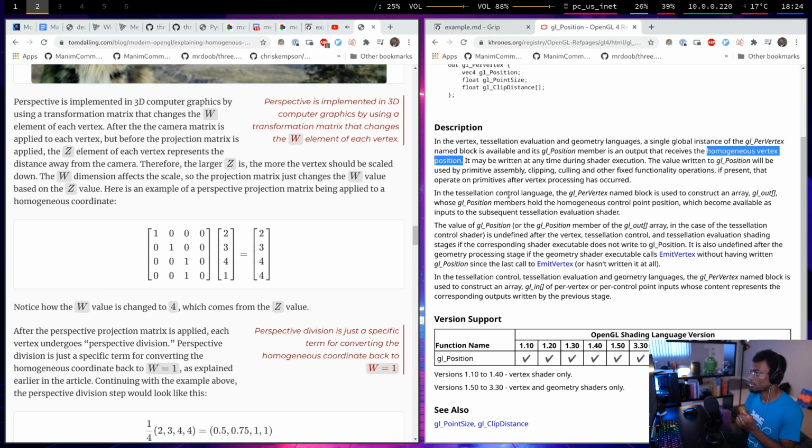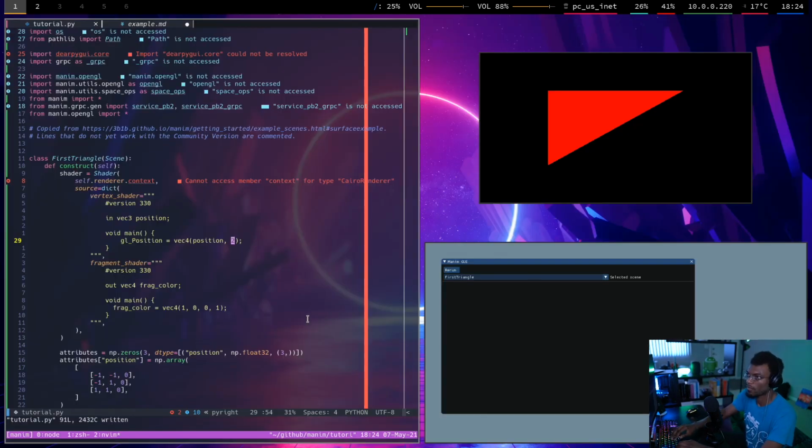Okay, so I think the thing to say to make this as clear as possible is to say gl_Position receives a point in projective space. A homogeneous vertex in projective space. So I think what to write.